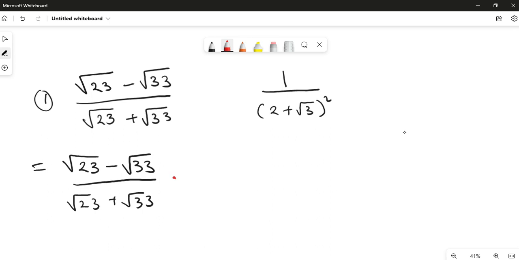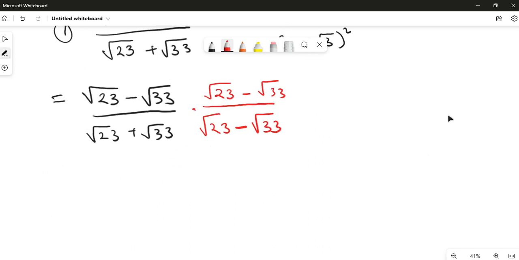So the conjugate of our denominator here is the square root of 23 minus the square root of 33. What we do to the numerator, we also do to the denominator. Right, so we can expand our expressions here. Let's start with our numerator.